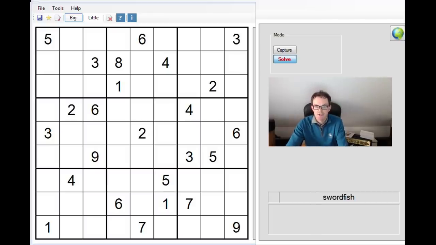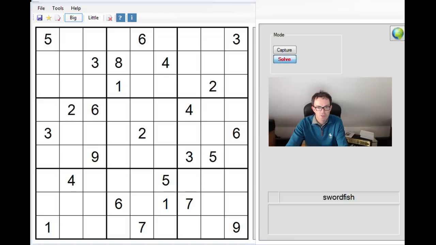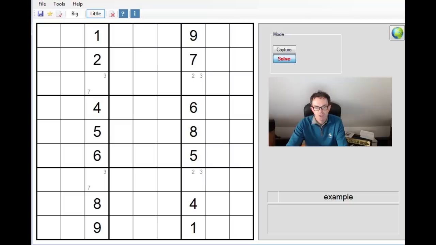Now, let's just do a quick refresher then on what a swordfish is. I think the easiest way to look at this, if I can find a good example, not that one, this one. So this is something I've just set up in Duncan Sudoku software, which is the computer program I tend to use for my solving on the channel. It's very good at entering pencil marks. And this isn't a swordfish, this is an X-wing. But before we understand what a swordfish is, we first need to understand the X-wing.